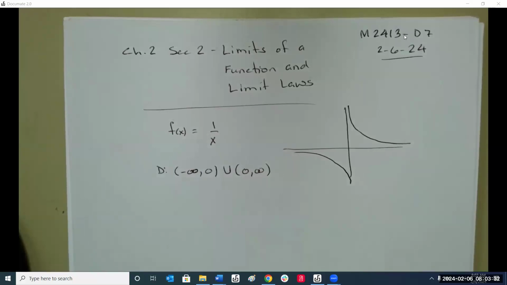When we look at limits of functions, we look at what happens to the function at the most inopportune time. So we're going to look at what happens when we get close to 0 of this function. So in your own words, what do you think happens?